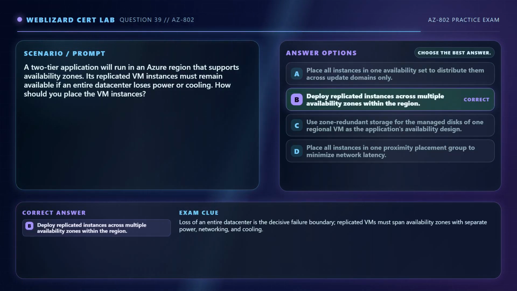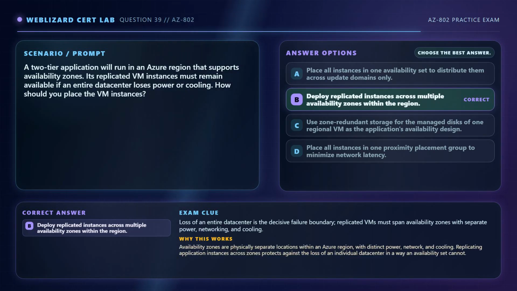The correct answer is B. Deploy replicated instances across multiple availability zones within the region. Availability zones are physically separate locations within an Azure region, with distinct power, network, and cooling. Replicating application instances across zones protects against the loss of an individual data center in a way an availability set cannot. Loss of an entire data center is the decisive failure boundary. Replicated VMs must span availability zones with separate power, networking, and cooling.